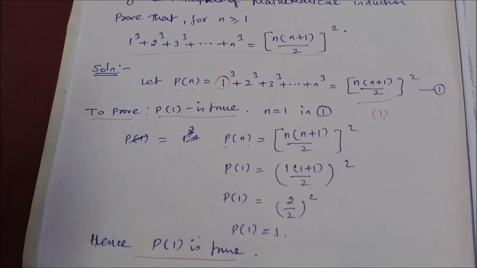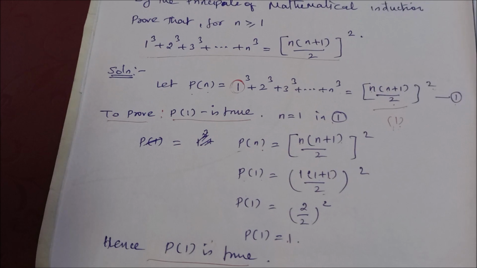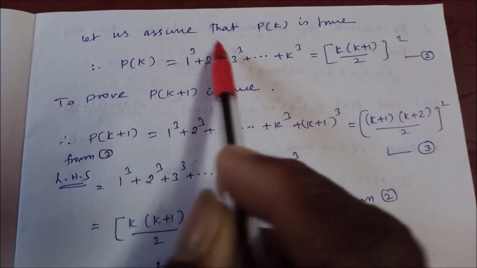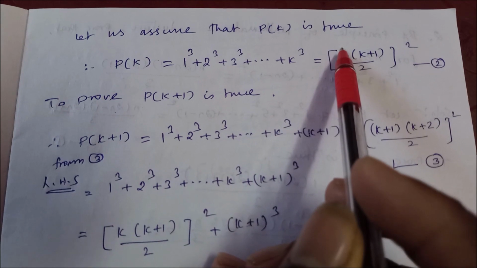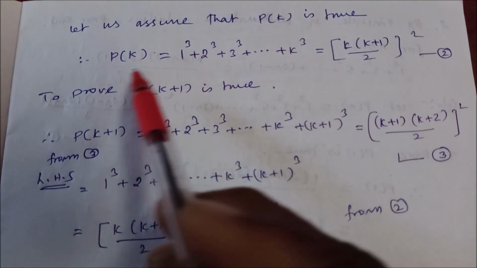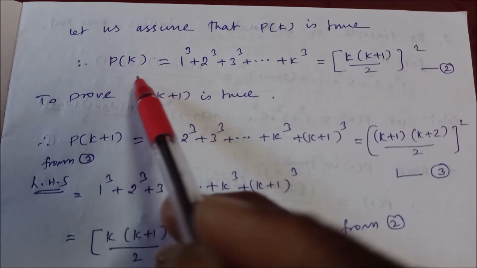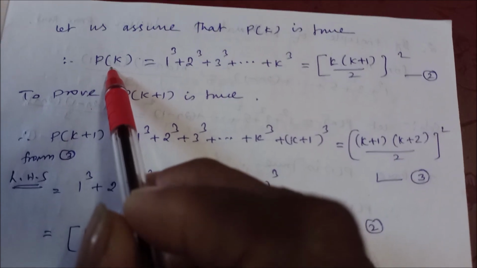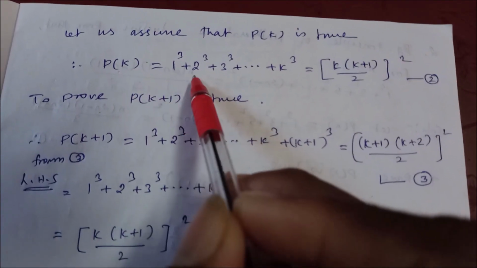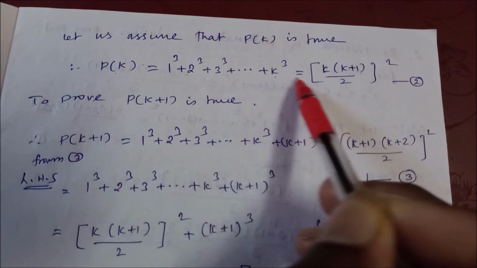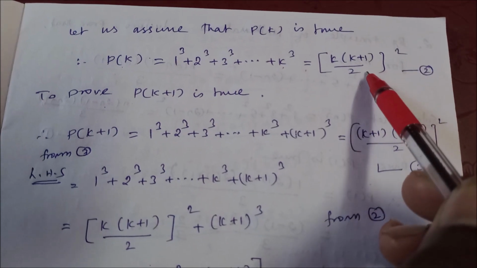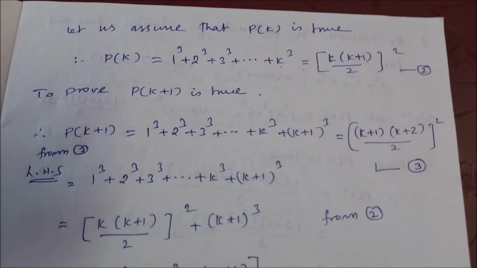Second, let us assume that P of k is true. P of k is true means k satisfies the statement, so replace n by k. Therefore the given problem changes into P of k equals 1 cube plus 2 cube plus 3 cube, and so on up to k cube, equals k into k plus 1 by 2, whole square. This means k satisfies the given equation.